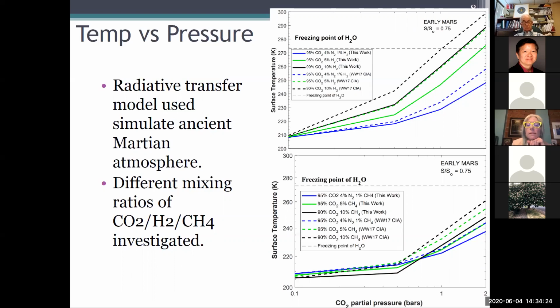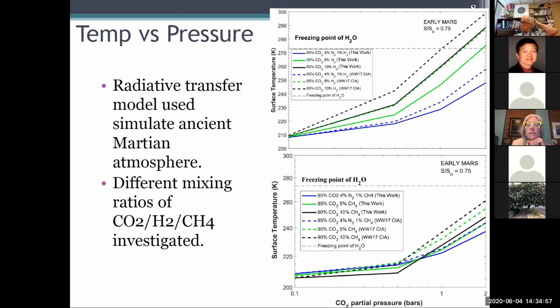So first of all, you see obviously that with the weaker CIA values, you need to have more gas or higher pressures in order to get increased warming. We're limited on these graphs by going about 2 bar. That's because a lot of Mars models suggest that at most the ancient Mars atmosphere was no more than 2 bar. So this is supposed to be a problem for methane, the lower panel there, where limited at 2 bar and even up to 10% methane, you never really crack this freezing point of water.